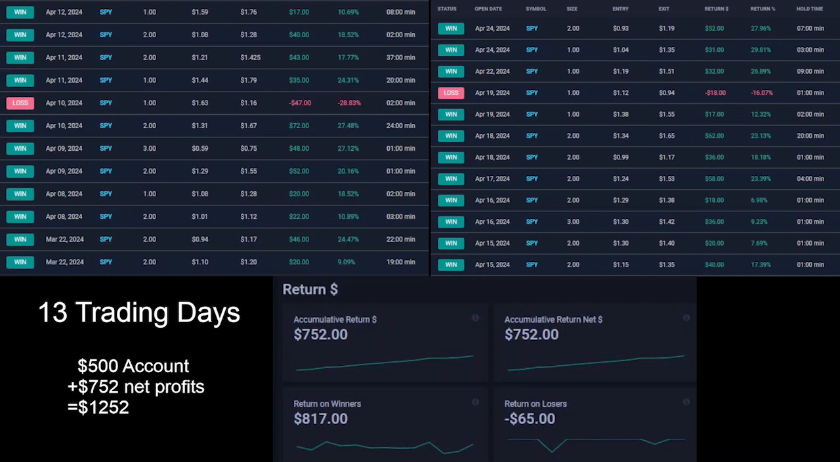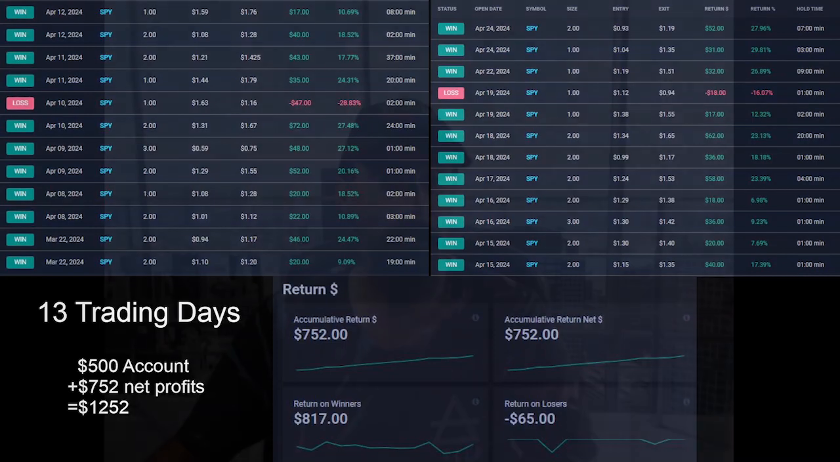Now, the reason there are so many that are green compared to red is because I'm taking very small gains. So a lot of these trades are going to be $20 or $30 in profit. But remember, the target for this particular account was only $50 a day. So if I'm making $20 to $30 in a particular trade using only $100 or $200 in buying power, that's a pretty good trade for what I'm trying to do with this account.